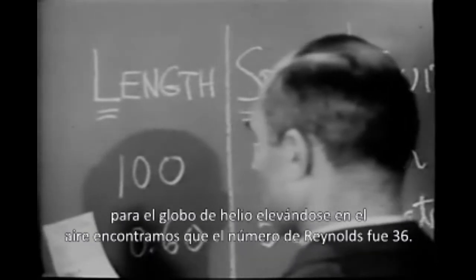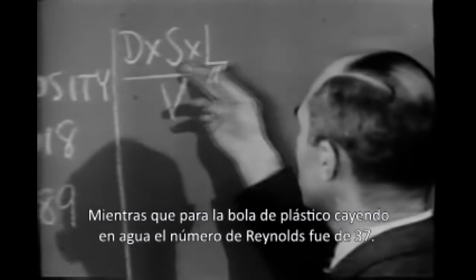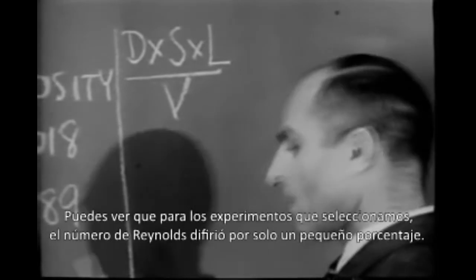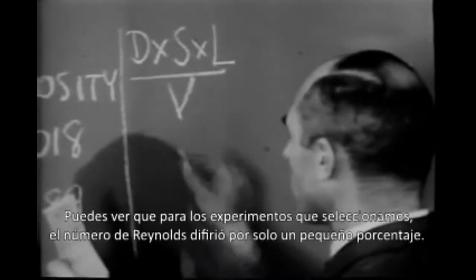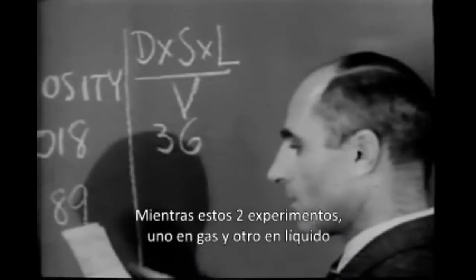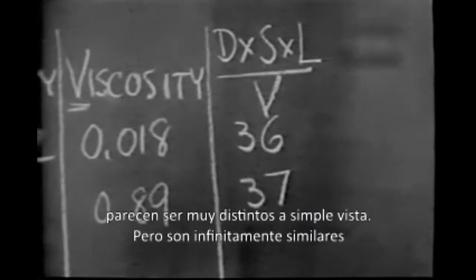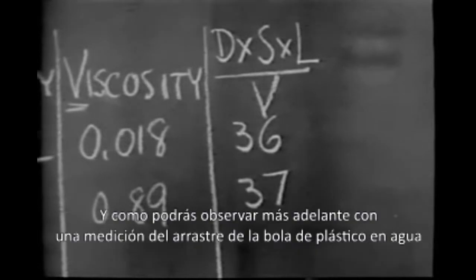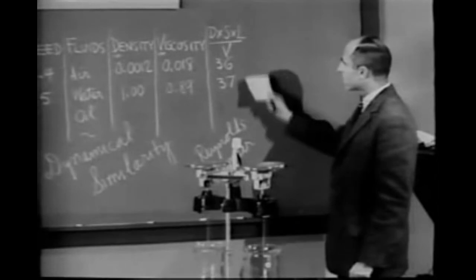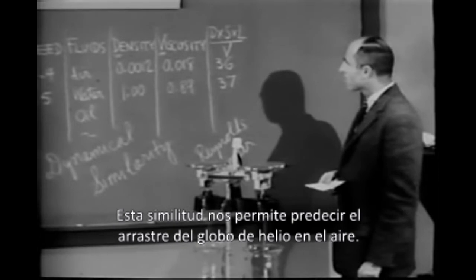For the helium balloon rising in air, we found that the Reynolds number was 36, while for the plastic ball falling in water, the Reynolds number was 37. You can see that for the experiments we selected, the Reynolds numbers differed by only a few percent. So while these two experiments, one in a gas, one in a liquid, appear very different to the eye, they are empirically similar. And as you will see later, from a measurement of the drag of the plastic ball in water, this similarity enables us to predict the drag of the helium balloon in air.